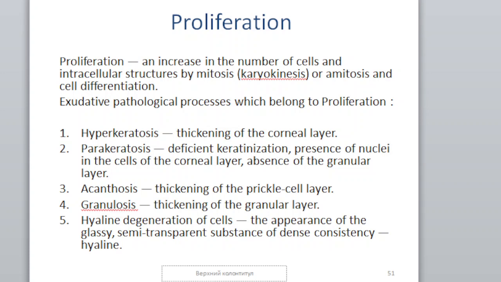Acanthosis, thickening of the prickle cell layer. Granulosis, thickening of the granular layer. Hyaline degeneration of cells, the appearance of a glassy, semi-transparent substance of dense consistency, hyaline.